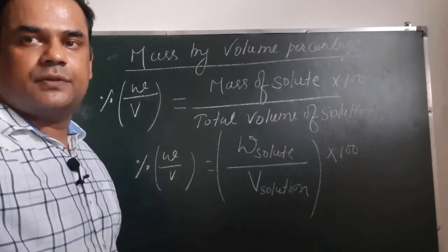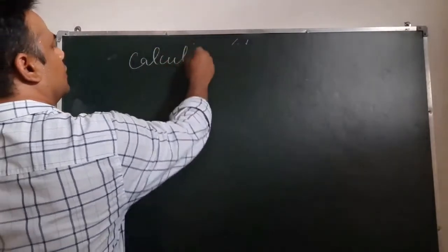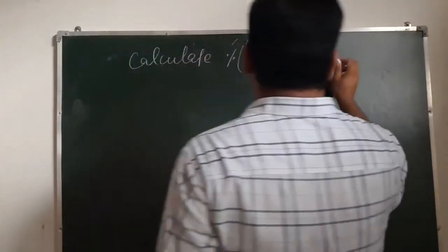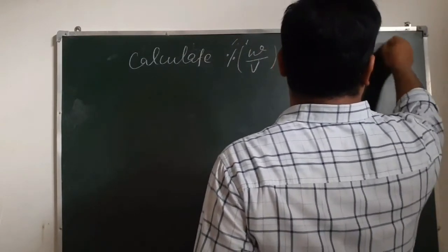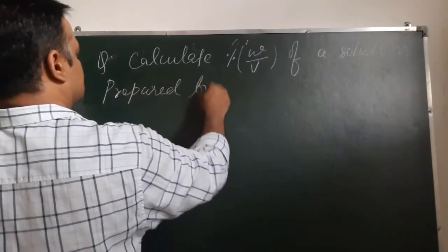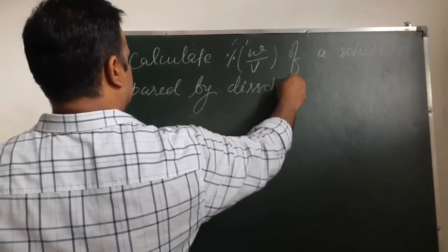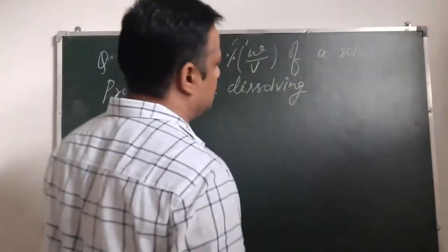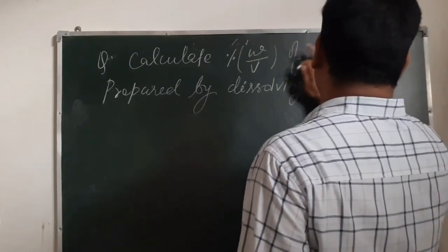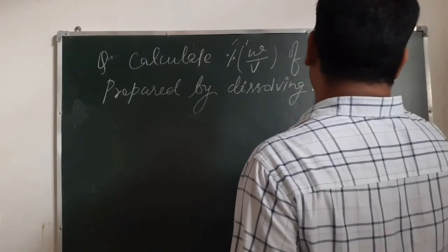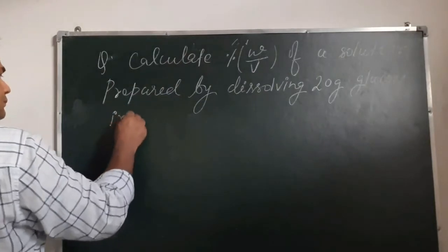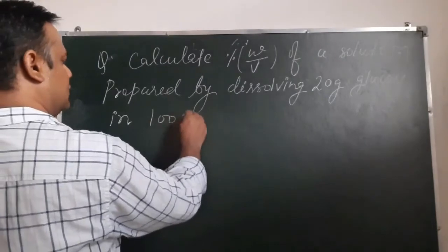Now we'll solve some questions based on this concept. Calculate percentage weight by volume of a solution prepared by dissolving 20 gram glucose in 100 ml water.